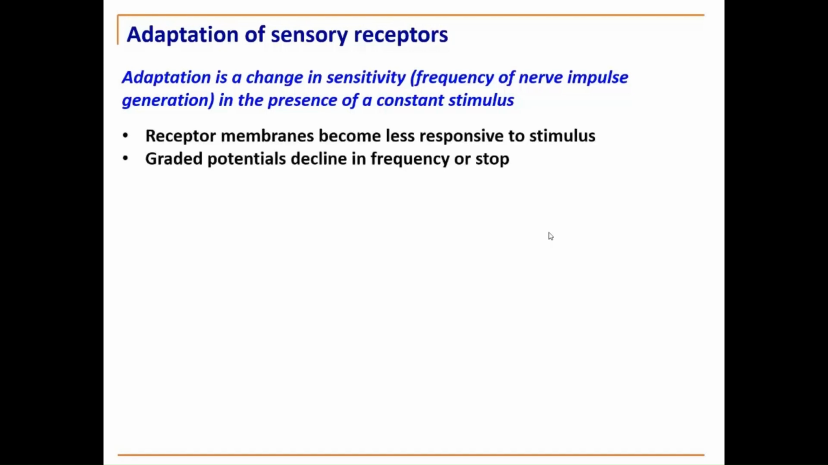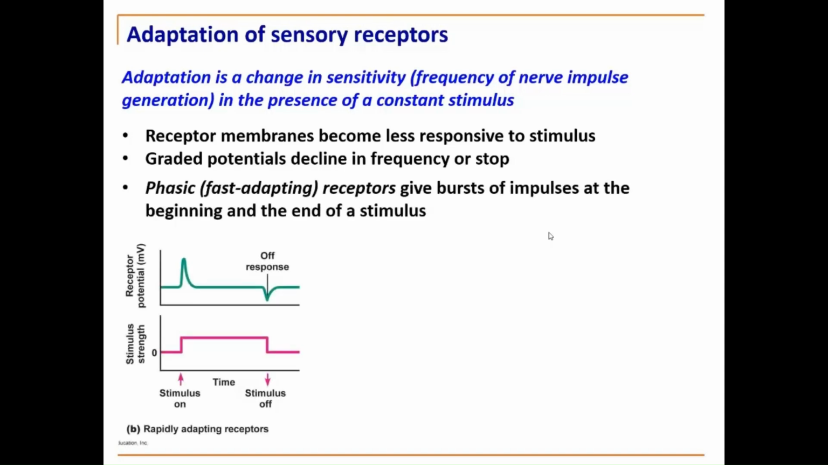And so in time, the receptor membranes become less responsive to that continual constant stimulus, and therefore the graded potentials start to decline in frequency or stop altogether. And there are different types. You have your phasic, or fast adapting, receptors. These give bursts of impulses at the beginning and at the end of a stimulus.